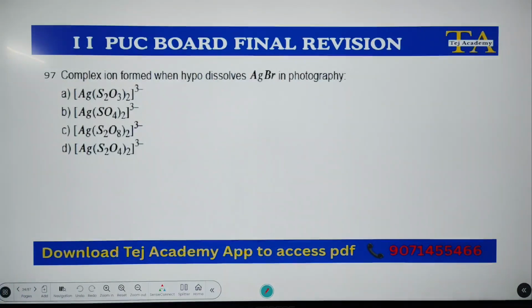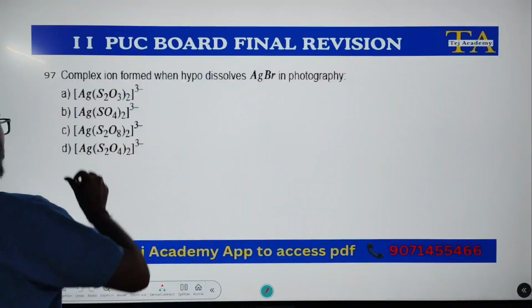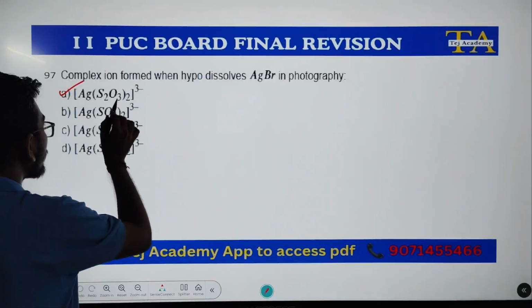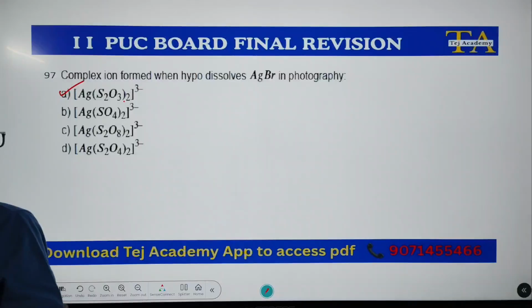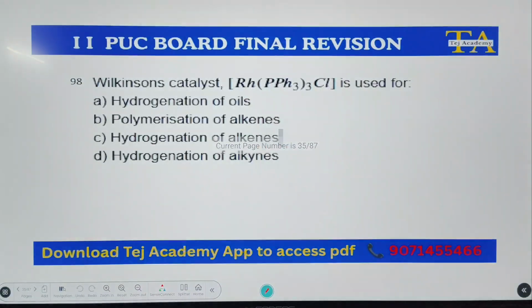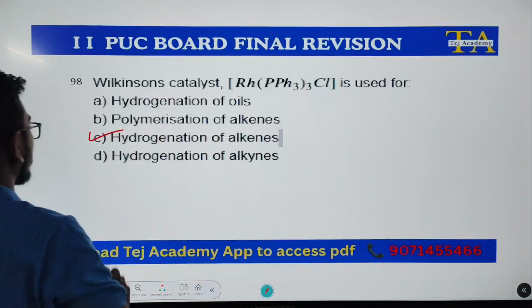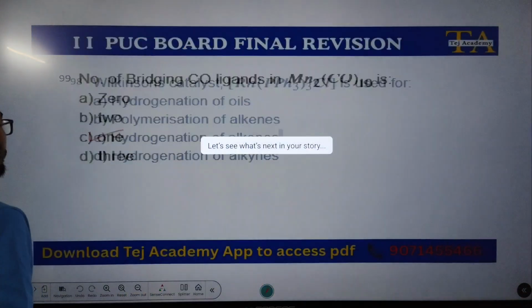97. Complex ion formed when hypo dissolves AgBr in photography. So remember, option A is the right answer. [Ag(S2O3)2]3− is the right answer. Wilkinson catalyst is used for hydrogenation of alkenes. So remember this.